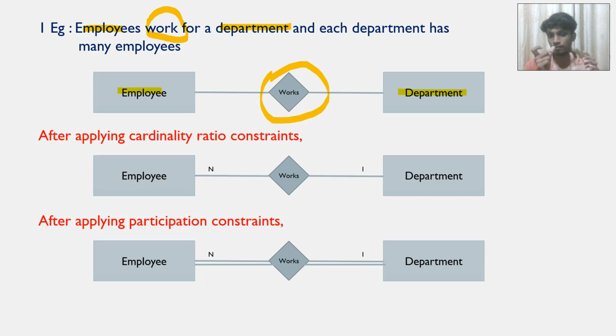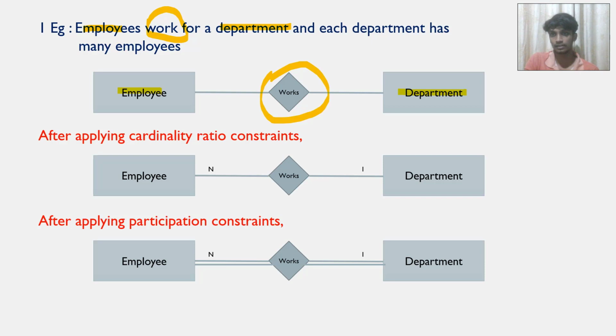Maybe all of the employees work for the same department. Okay, so that is not relevant. Let's say all the employees should work for some department. All the employees. Otherwise, it is meaningless. And every department should have at least one employee, maybe multiple, but at least one. So that is where the participation constraint appears. Employees participate for the department. The department has many employees.